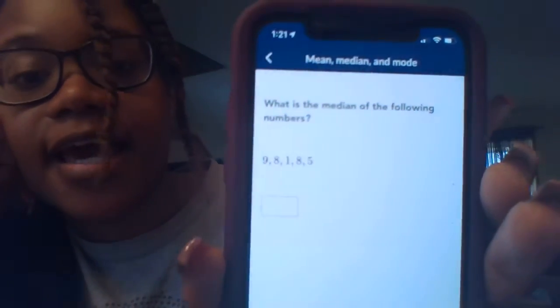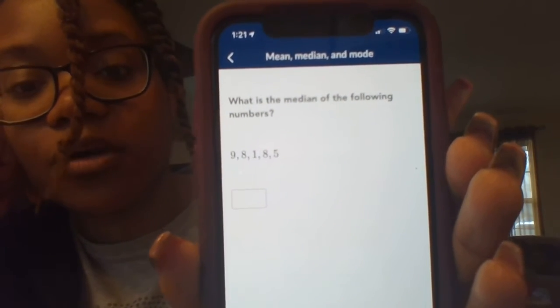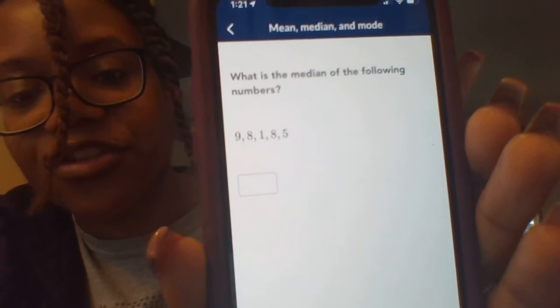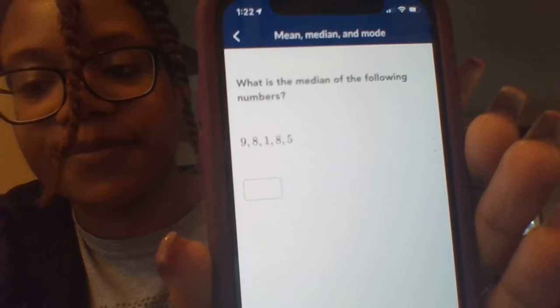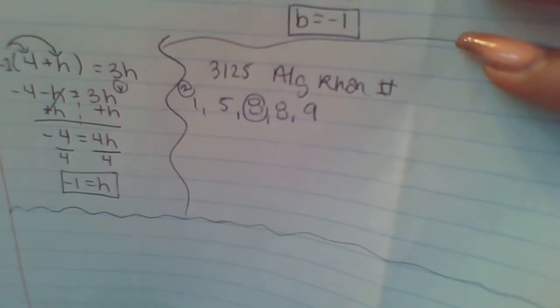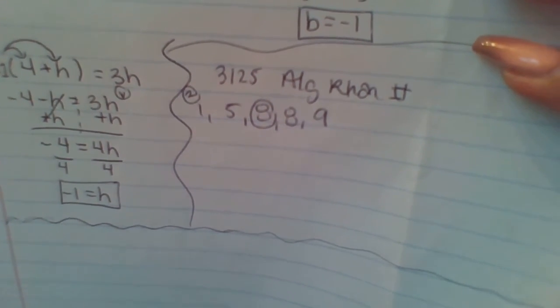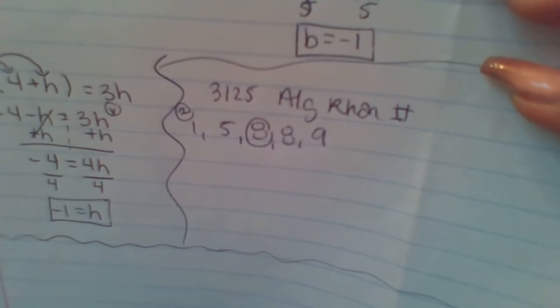Next question asks for the median of these numbers. So again, you have to put them in order from least to greatest first, and then we can determine the median. So again, we're given the numbers 9, 8, 1, 8, 5. Let's rewrite them from least to greatest. That would be 1, 5, 8, 8, 9. There are 5 numbers, so there's one number in the middle, and that's 8. So the median is 8 for that particular problem.